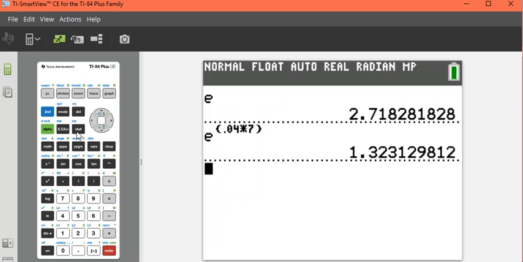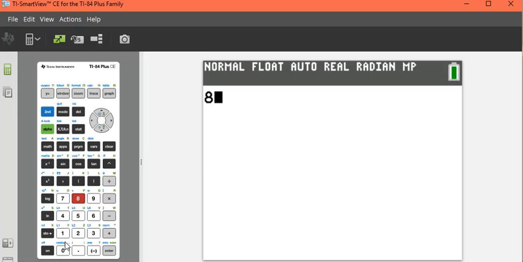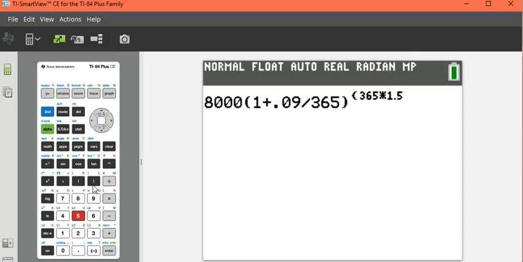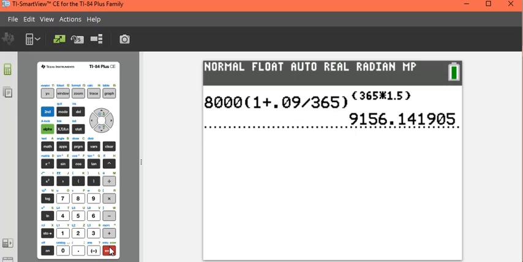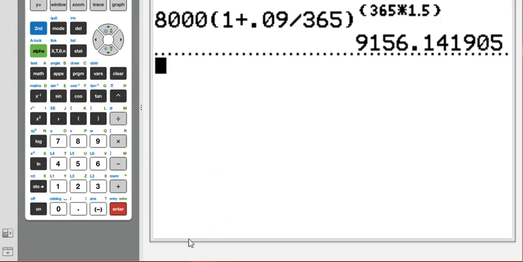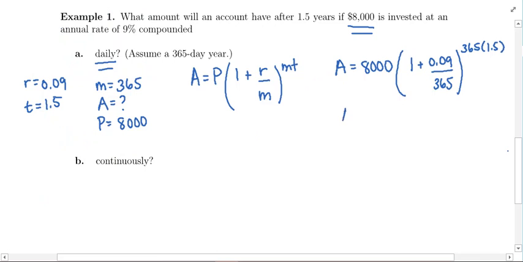So back to the calculator. I'm going to clear this out. So let's go ahead and punch this in. Let's see. I'm just going to put the exponent in parentheses to be safe. All right, so here comes our account balance. This is going to be money, so we need to round to the nearest cent. So let me go ahead and write this answer down in our notes. This is the number we get out of the calculator.